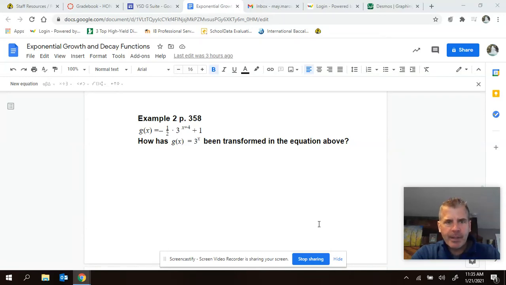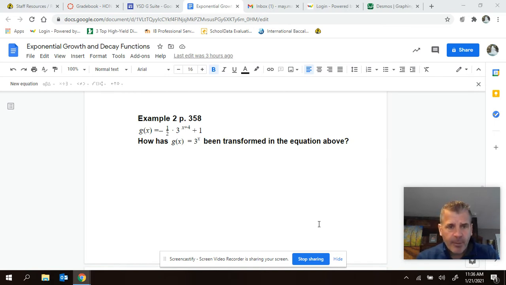We are going to go ahead and look at this example 2, from page 358 in your book. We have a base function of g of x equal to 3 to the x. I call that a base function, it's like a parent function, and we are going to transform that. It's going to be transformed into negative 1/2 times 3 to the x plus 4, plus 1.